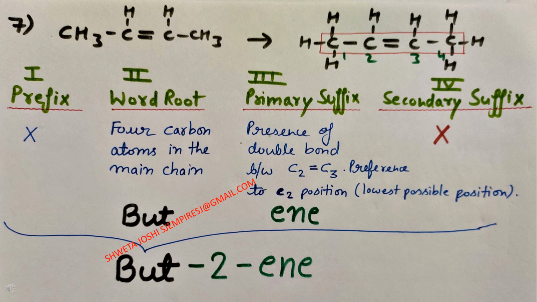In this case, since the double bond is not present on the first carbon atom, we have to mention the position also. As we can see that there is no secondary suffix part, we are not going to omit the E part of the primary suffix. Now writing its IUPAC name, it will be but-2-ene. 2 is the lowest possible position of the double bond in this case.